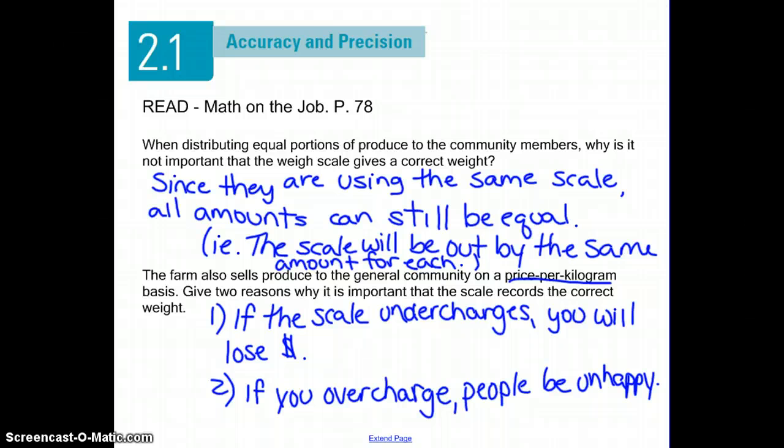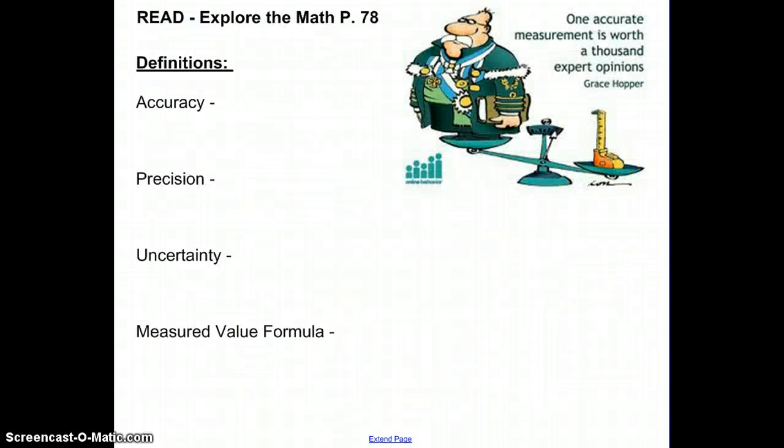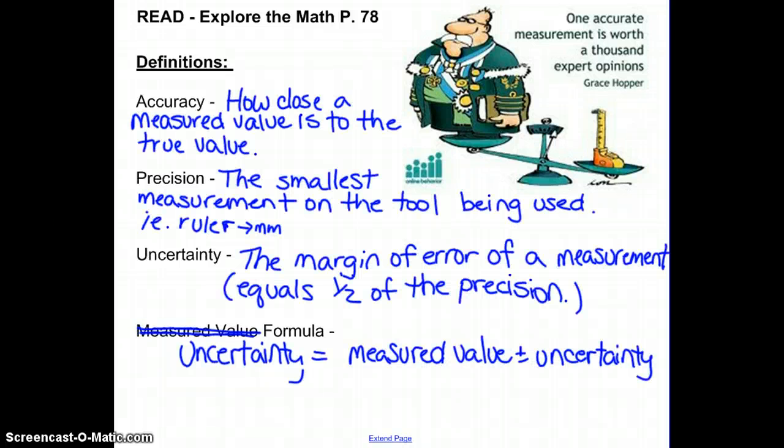All right, check your answers with what's on the board, and then we're going to move on to the Explore the Math, which is on page 78. So please read Explore the Math on page 78 and copy out the following definitions. Now, please note this is a typo. This should be the uncertainty formula, not the measured value formula. All right, go ahead. You can now pause your video to make sure that all of your definitions are correct.